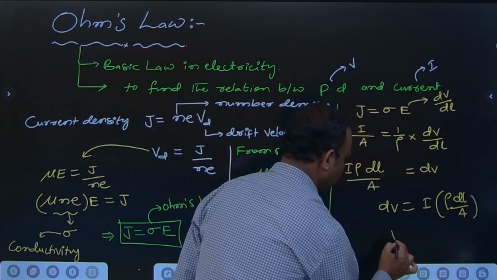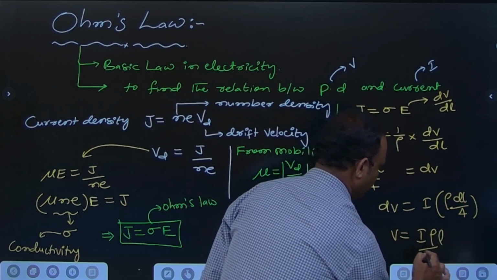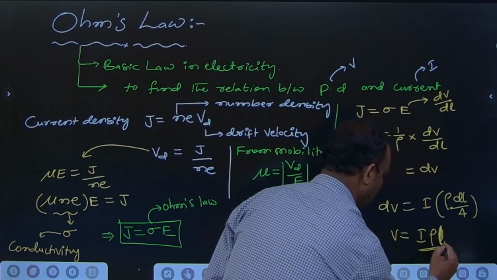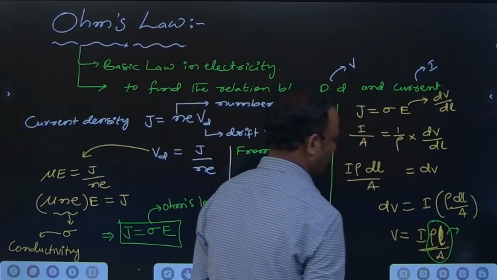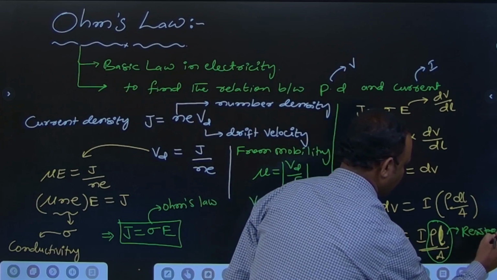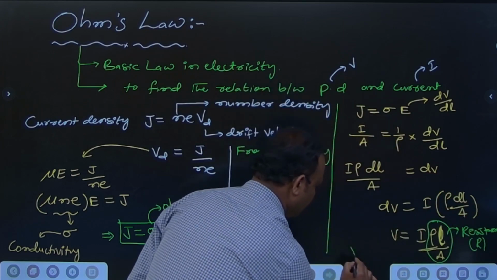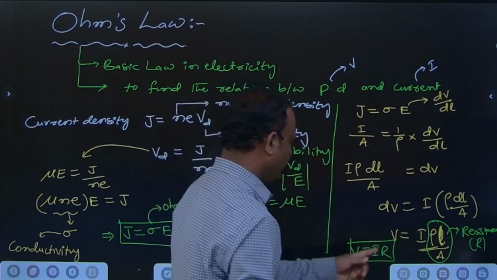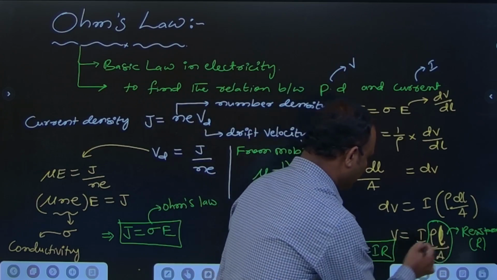So V is equal to I rho L by A. Here rho into L by A is called resistance. Resistance is denoted by R. So finally we can say V is equal to I into R. V is the potential difference, I is the current, and R is rho L by A.